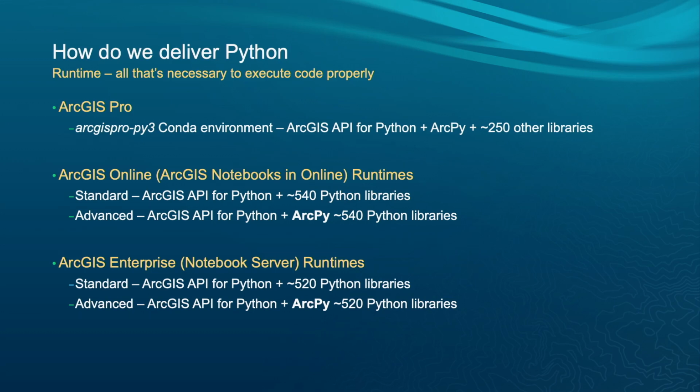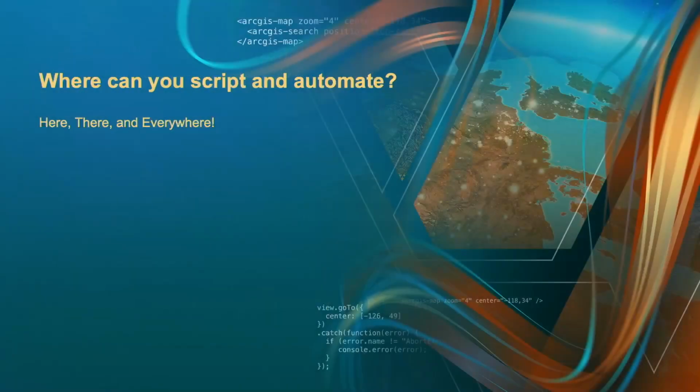ArcGIS Enterprise, if you install that and then license a notebook server component with your installation, those same runtimes are available in your on-premise ArcGIS Enterprise environment through those runtimes with similar sets of Python libraries, and then the standard including the API for Python, the advanced including ArcPy. And so what this means is that Python is here, there, and everywhere across the platform.